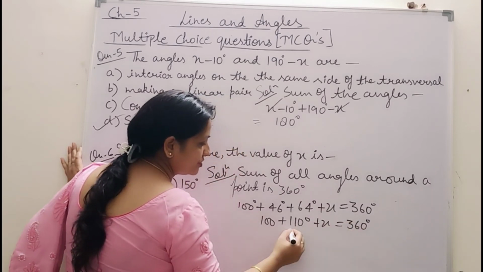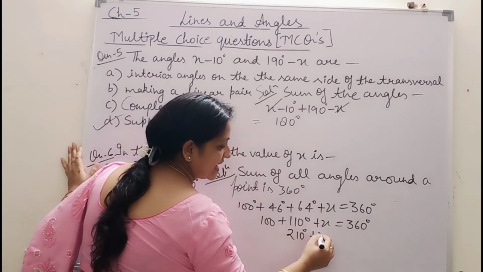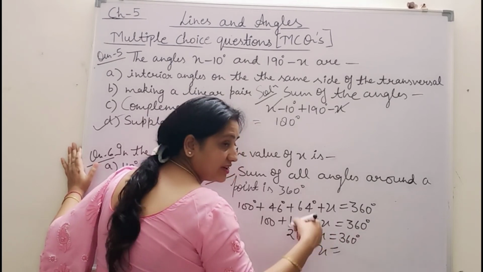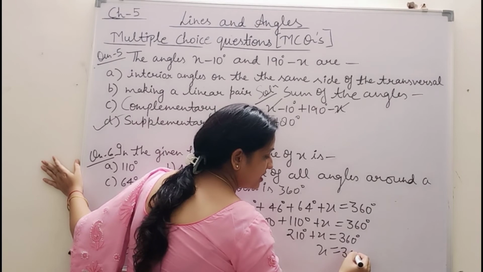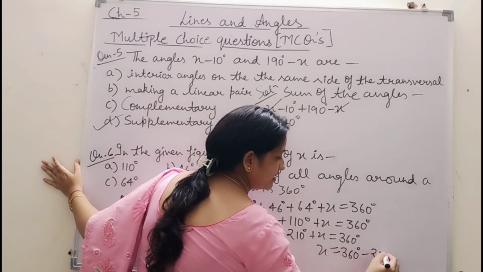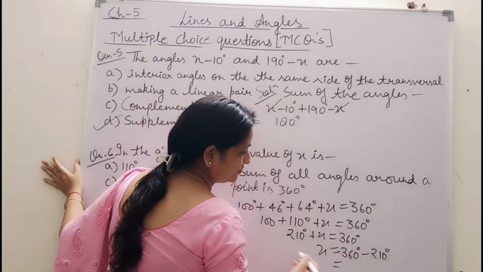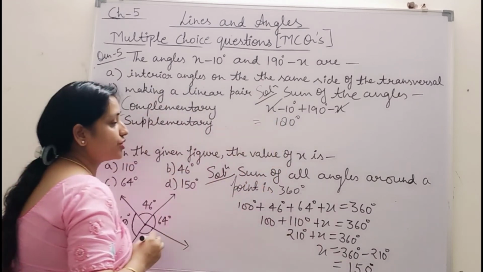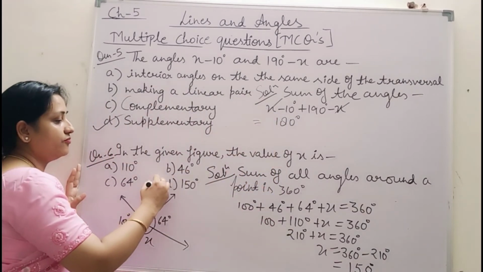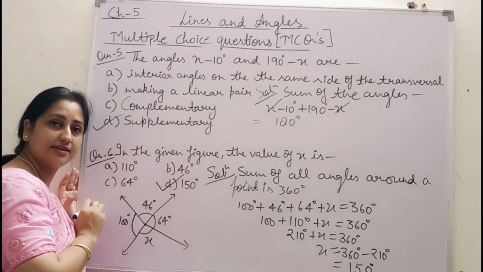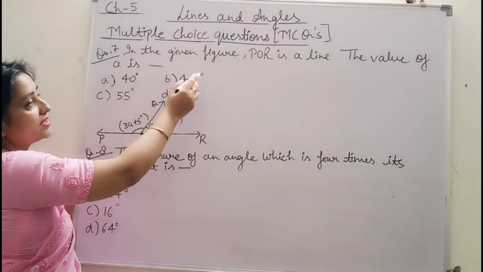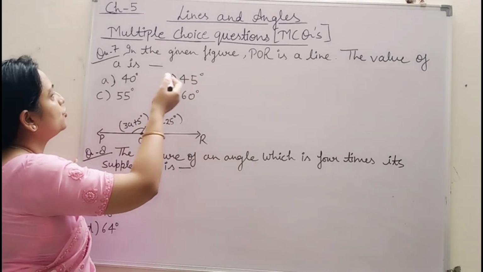Again we add them. 210 plus x is equal to 360 degrees. So x is equal to, we transpose, 360 degrees minus 210, which is equal to 150 degrees. So your answer is 150 degrees. D option is correct.